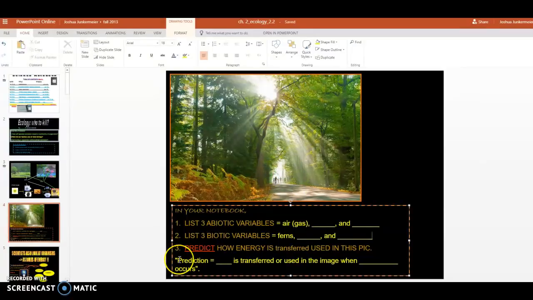And I would copy this down if you want to use it to answer. It says prediction equals, so all in yellow you would copy for your answer if you like. It says prediction equals blank is transferred. Now remember, the question is asking how energy is transferred, so the blank should be pretty straightforward. Or used, so how blank is transferred or used in the image when blank occurs. So you're going to say when and identify what the living thing you're going to choose in this picture is and what's happening.